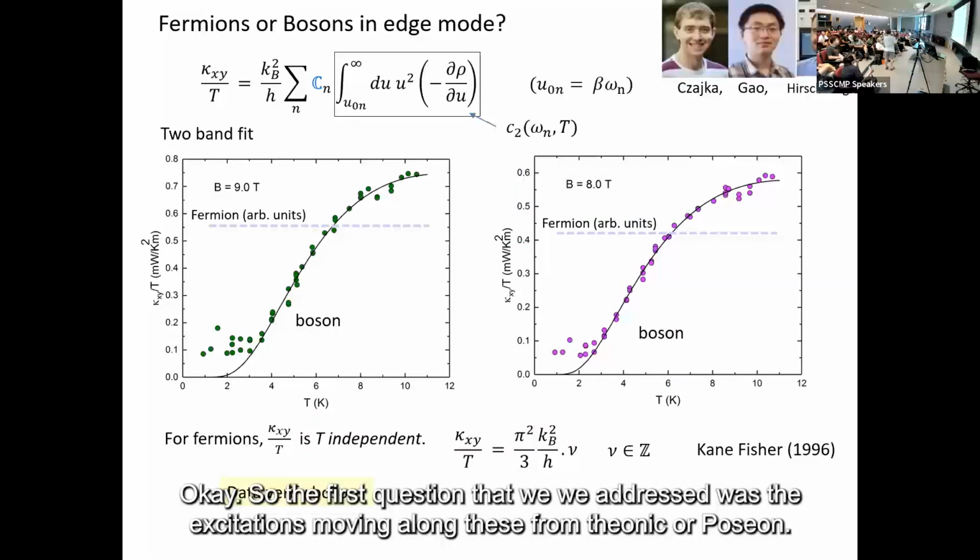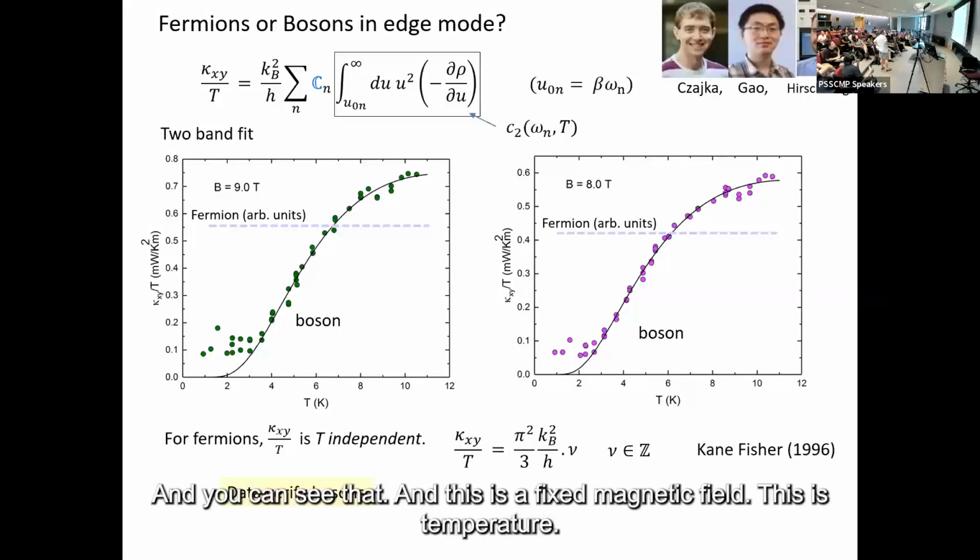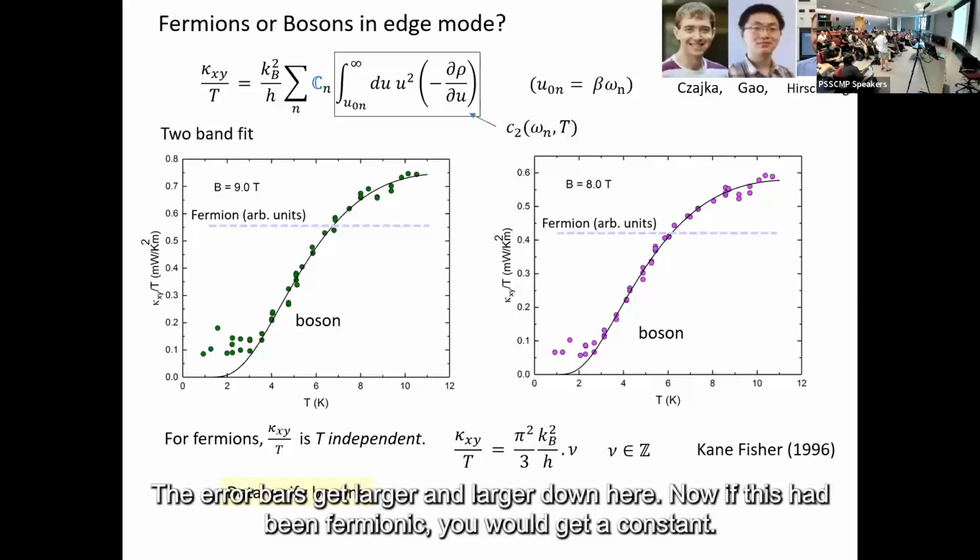So the first question that we addressed was, are the excitations moving along these edge modes fermionic or bosonic? And I want to convince you that this is a yes or no question that is immediately apparent. So what Peter and the rest of the gang did was to fit the measurements to the Murakami expression given here. And you can see that the fit is pretty good. And this is a fixed magnetic field versus temperature. The error bars get larger and larger down here.